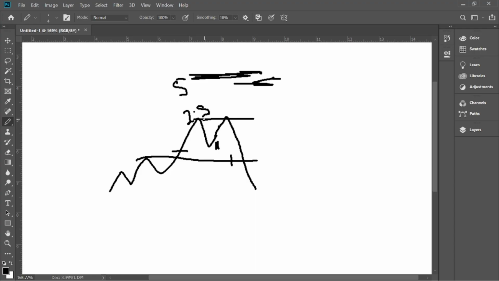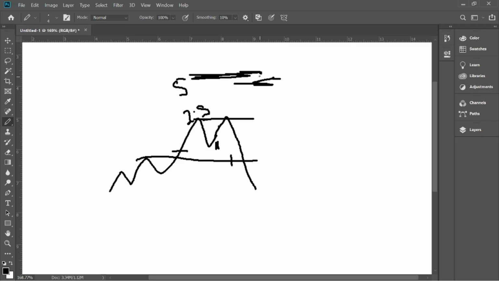So just understand what I'm trying to say, which is that you don't always have to wait for price to reach your final target when it comes to structures. But let's say your 4-to-1 risk to reward, this was where your 4-to-1 risk to reward ended.